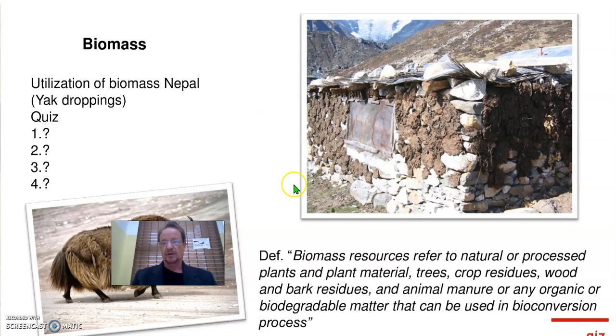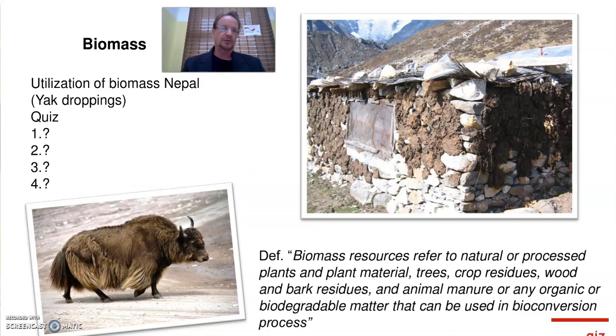Biomass refers to natural or processed plants and plant material: trees, crop residues, wood, bark, and so on. Also animal manure and human waste. So one question I have for you is, how can you utilize biomass? The droppings from that yak, what can be done with that?